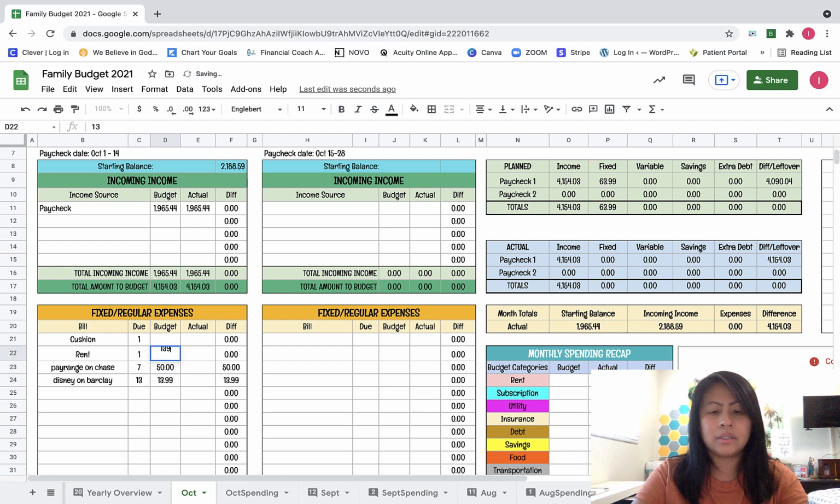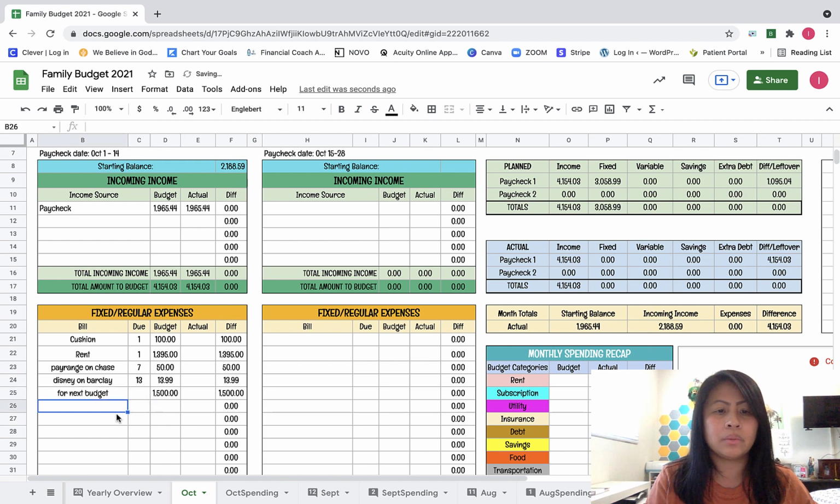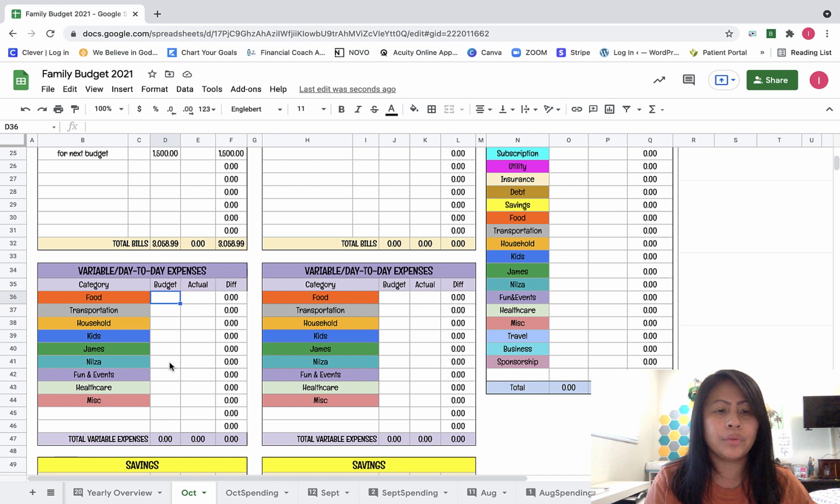And then rent is $1395, and then cushion I like to put 100, and then I'm going to add something on here for next budget. Let me put 1500 for now and see how much we'll have left to budget for. So we have 1095 to budget for, and food. I'm just going to stick to our usual.